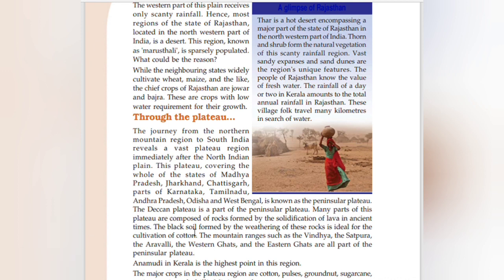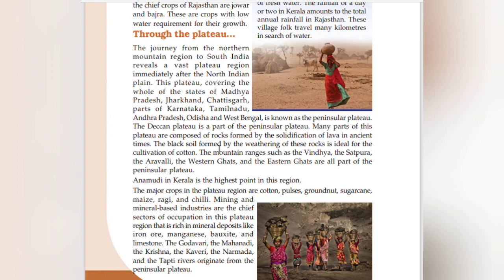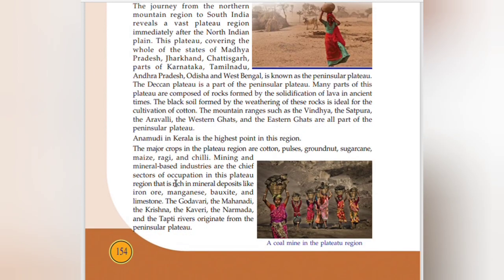Many parts of this plateau are composed of rocks formed by the solidification of lava in ancient times. The black soil formed by the weathering of the rocks is ideal for the cultivation of cotton. Mountain ranges such as Vindhya, Satpura, Aravalli, Western Ghat, and Eastern Ghat are all part of the Peninsular Plateau. Anamudi in Kerala is the highest point in this region.